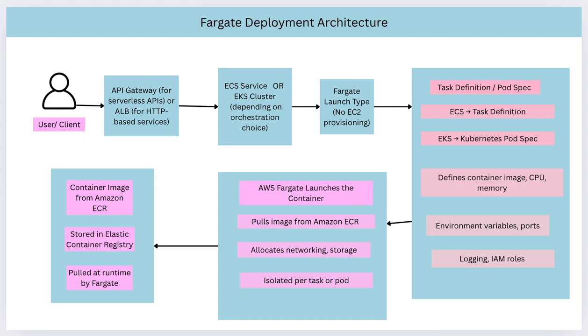You define your container specs, CPU, memory, image location, IAM roles, and networking inside a task definition for ECS or a pod spec for EKS. Fargate launches the container for you. No EC2, no provisioning. It pulls the Docker image from ECR, allocates resources, and even manages security at the task level.